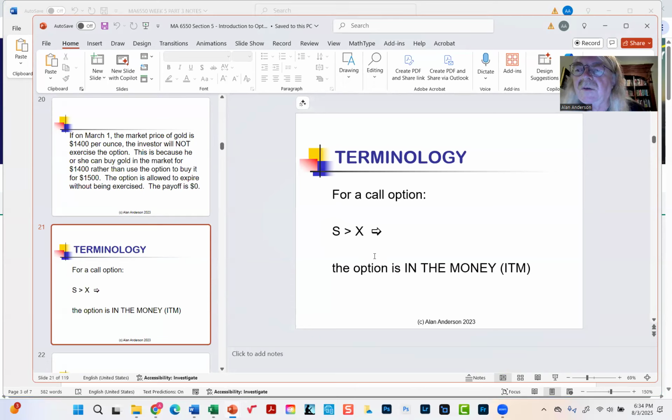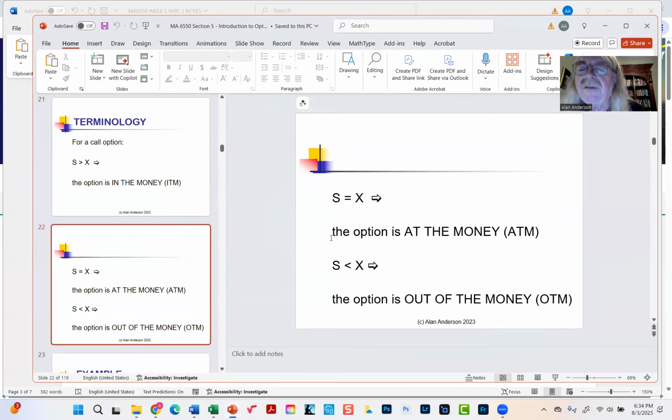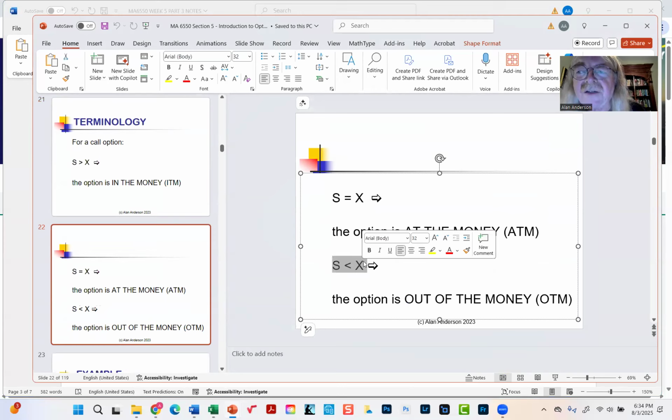Meaning that it's right now, if we exercise the option, we have a positive payoff. If the two are equal, we say that the option is at the money. And if S is less than X, which means we're not going to exercise it, we say that the option is out of the money.